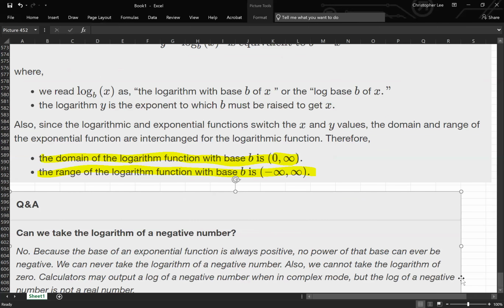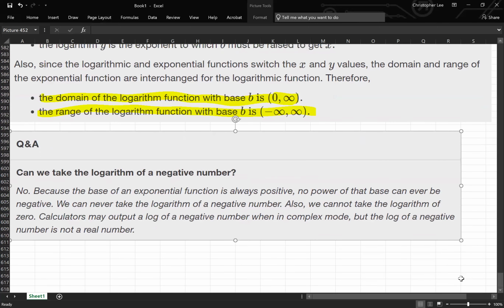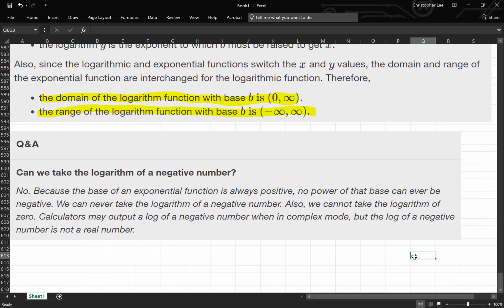We're going to look at an example in a little bit. So real quick, note, can we take the logarithm of a negative number? No, because the base of an exponential function is always positive. No power of that base can ever be negative. We can never take the logarithm of a negative number.